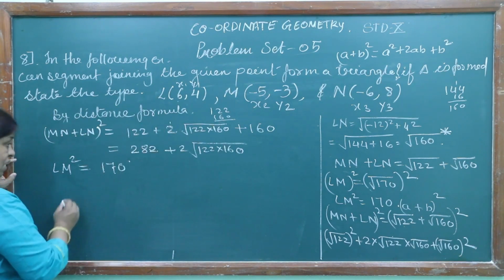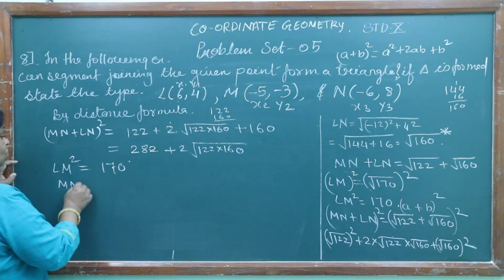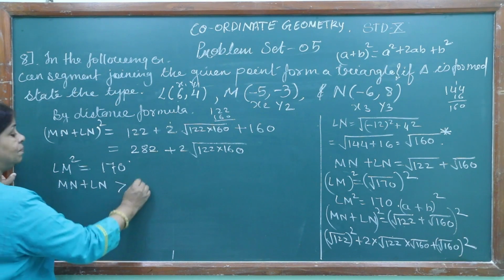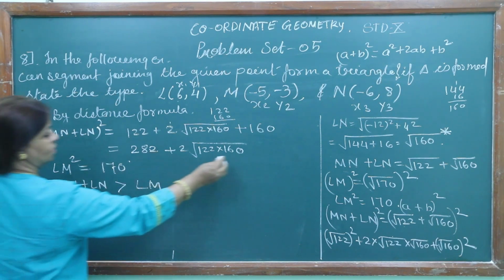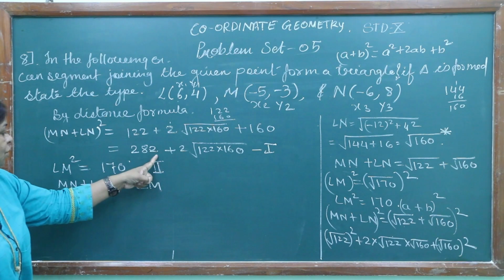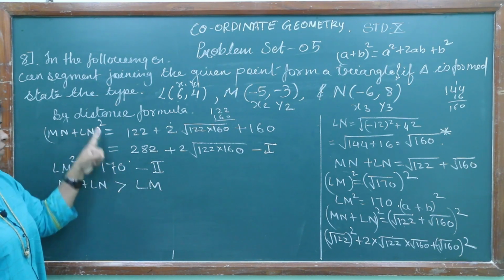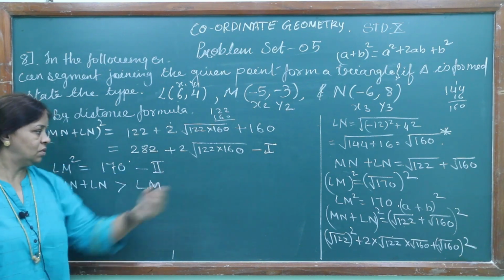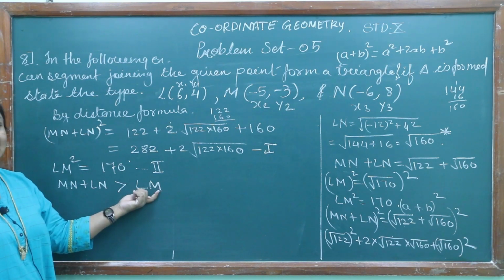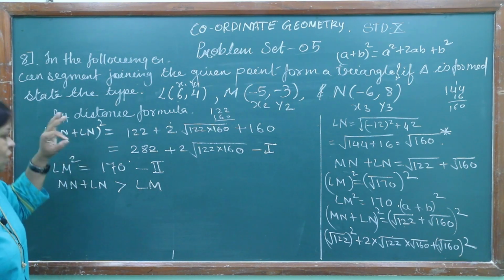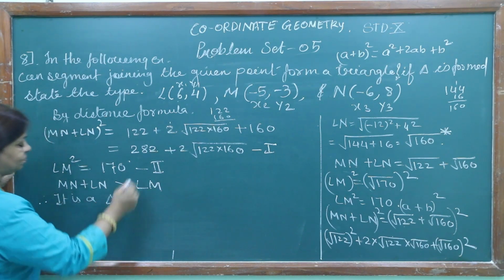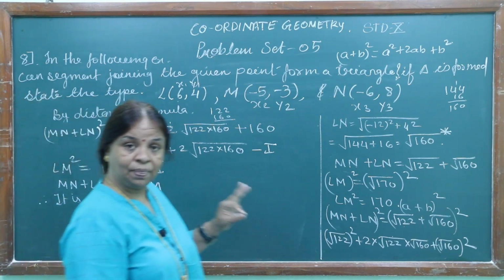And if you go to see, the MN plus LN value is more than LM. If you compare this statement and this statement, see this is 282, (MN + LN) square is 282 plus some value, and here LM is 170. That means LM value is less than the sum of these two values. Therefore it forms a triangle.